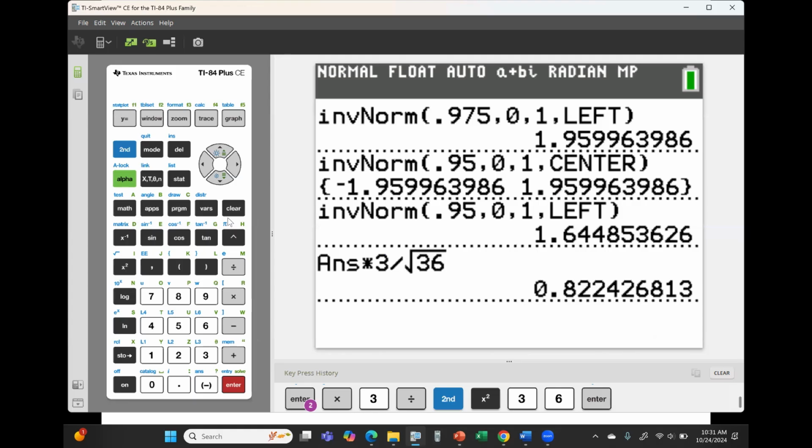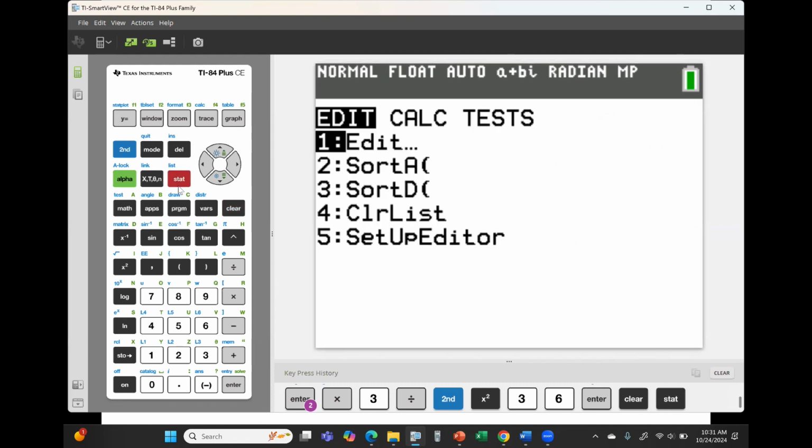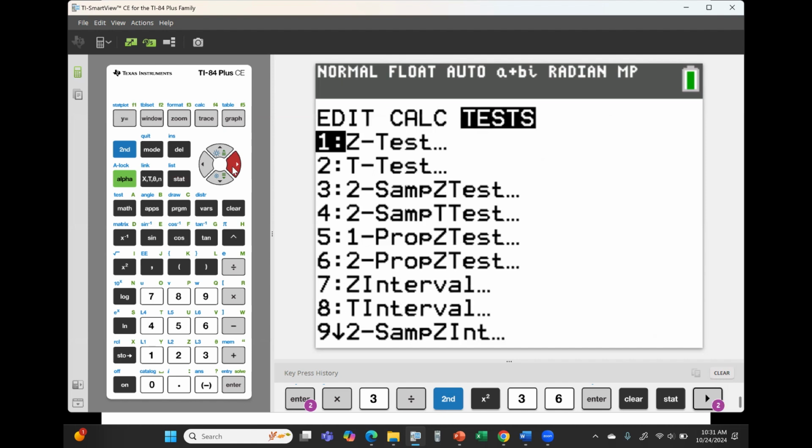And I am going to go to a different place than I've been so far this semester. I'm going to go to my stat menu. We have already been in the stat menu quite a bit in the edit and the calculate, because we have put data in lists and then we've calculated one variable statistics. Okay, we're going to go to the tests menu, which we're going to spend a lot of time in for the rest of the semester. And look at number 7 and number 8.